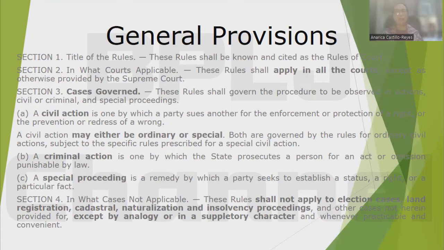Okay, so the topic for this course is the 1997 Rules of Civil Procedure. We will begin with the applicability of these rules. So to what actions are the 1997 Rules of Civil Procedure as amended applicable? Okay, so generally, it applies to all civil actions, whether ordinary or special.